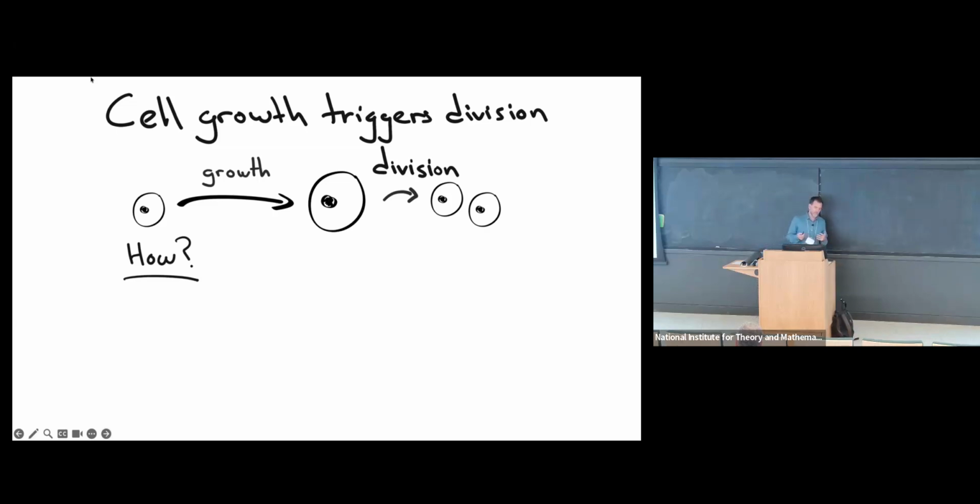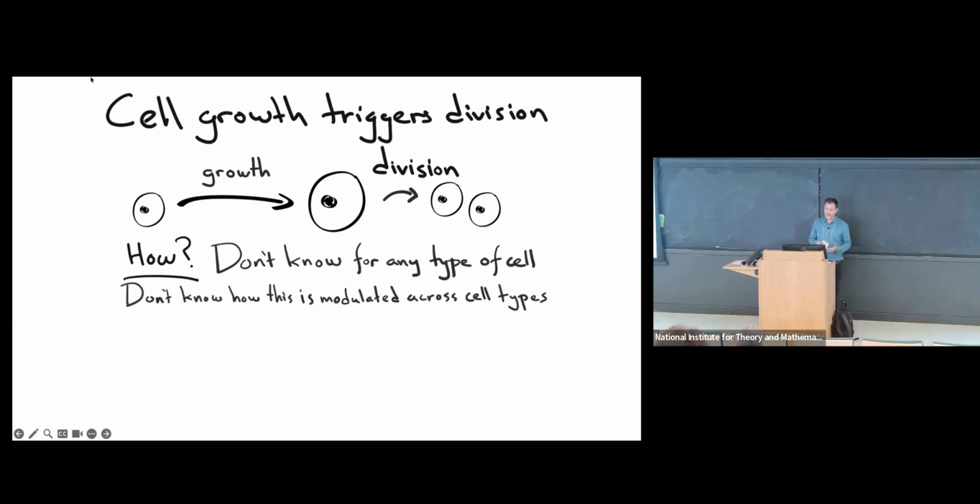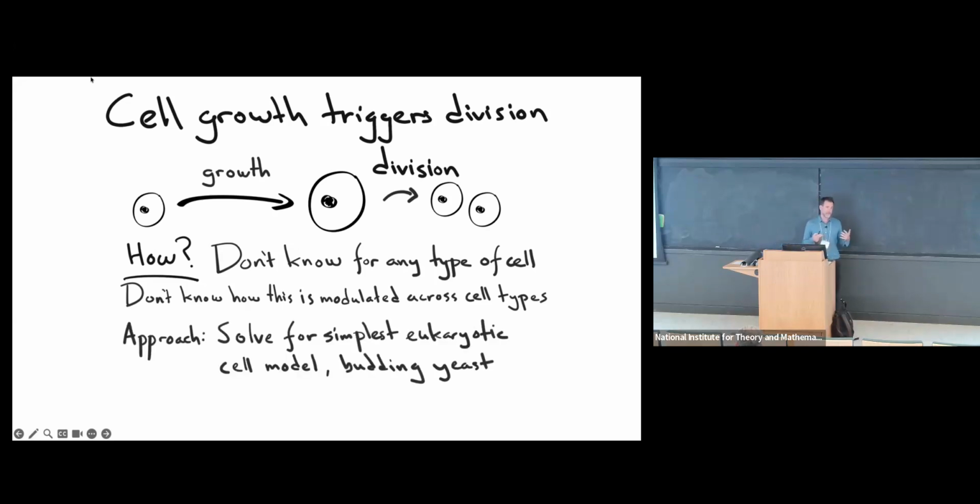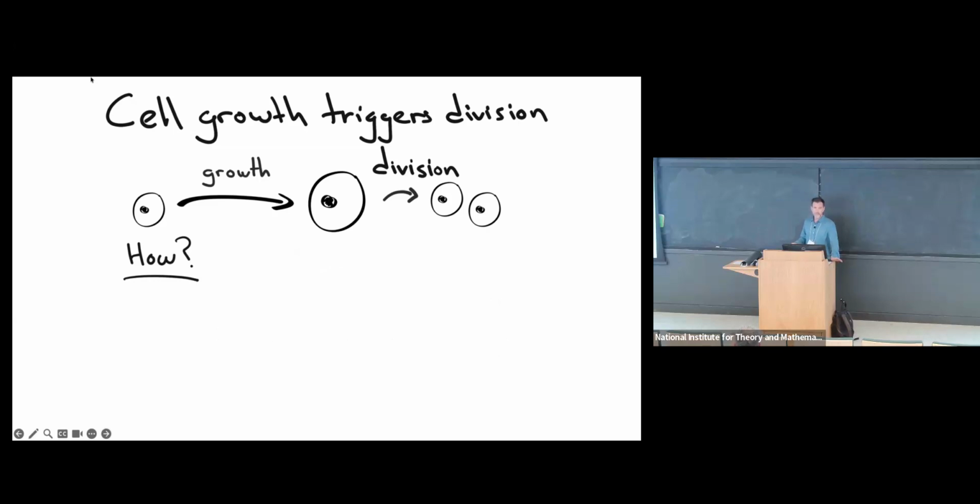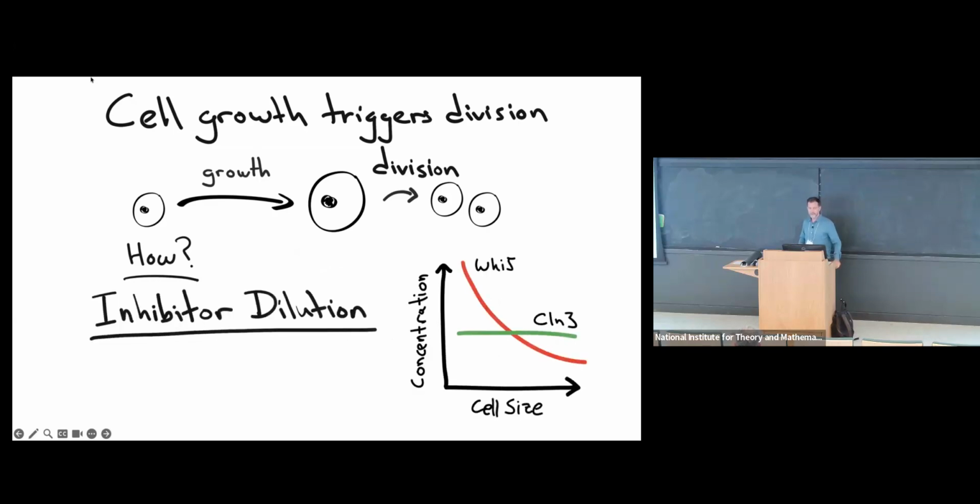When we started looking at this about 20 years ago, we didn't know how this worked for any type of cell, much less how this could be modulated to hit over a 1 million-fold range in target cell sizes that exist in the human body. Our approach was to address this with the simplest organism that we could think of, which is also related to eukaryotes like us, and that is the model organism budding yeast, which is amazing for many different reasons. We made some progress, and to review 20 years of progress, it looks something like this.